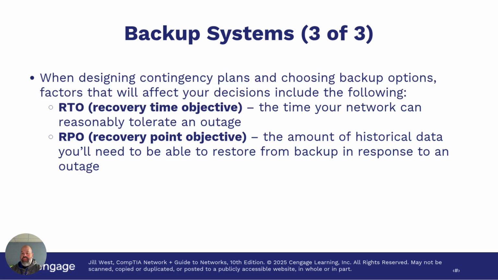2 critical factors affect your backup decisions. RTO, the recovery time objective, is how long your network can reasonably tolerate being down. Can you afford hours, days, minutes? This determines how quickly you need to restore. RPO, the recovery point objective, is how much historical data you need to restore. Can you lose a day's worth of work, an hour? This determines how frequently you need to back up. Different systems have different needs. Your email server probably needs more frequent backups than a server hosting something less important.